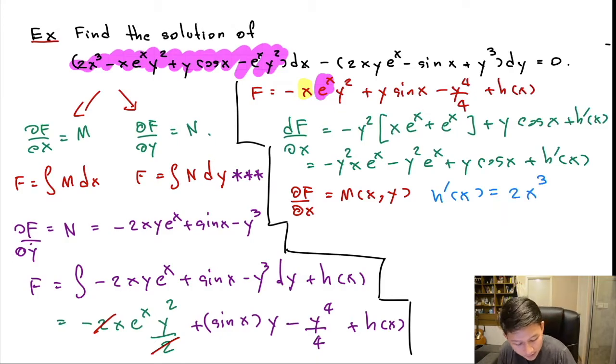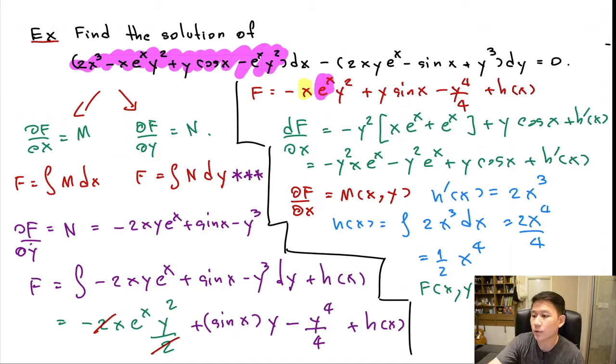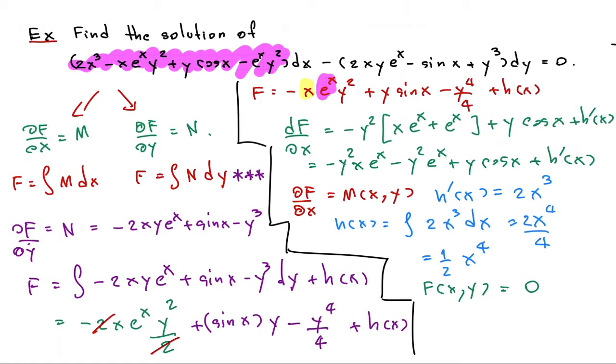Which means that h of x is the integral of 2x cubed dx, which is x to the power of 4 divided by 4 times 2, which is 1/2 of x to the power of 4, right? So right now we know that, don't forget, our solution is f of x y equals 0. That is our solution, f of x y equals 0. Oh, sorry, not 0, equals c, my bad, sorry.